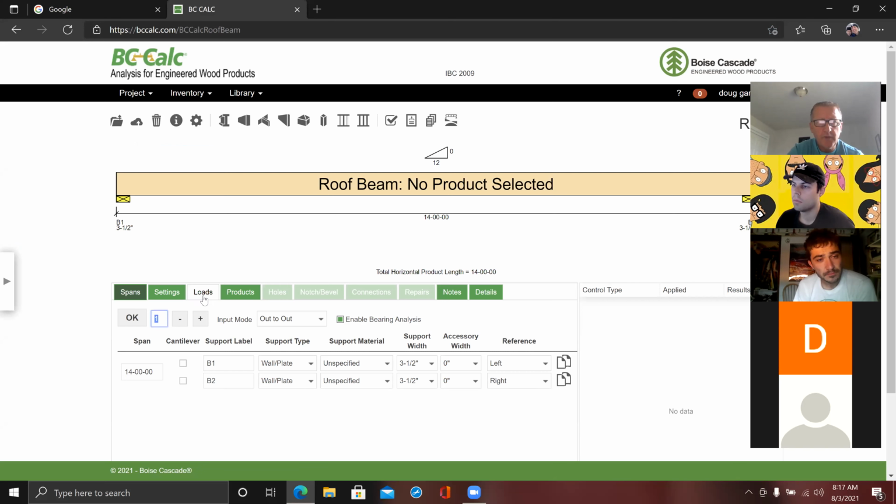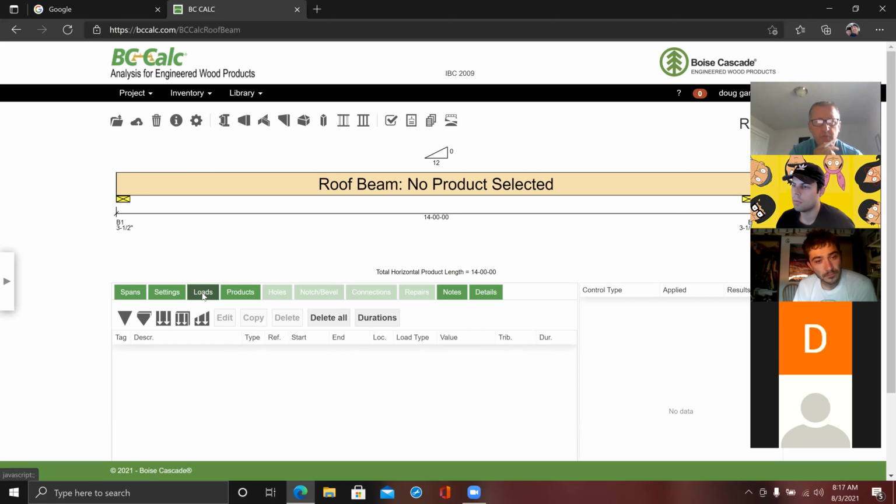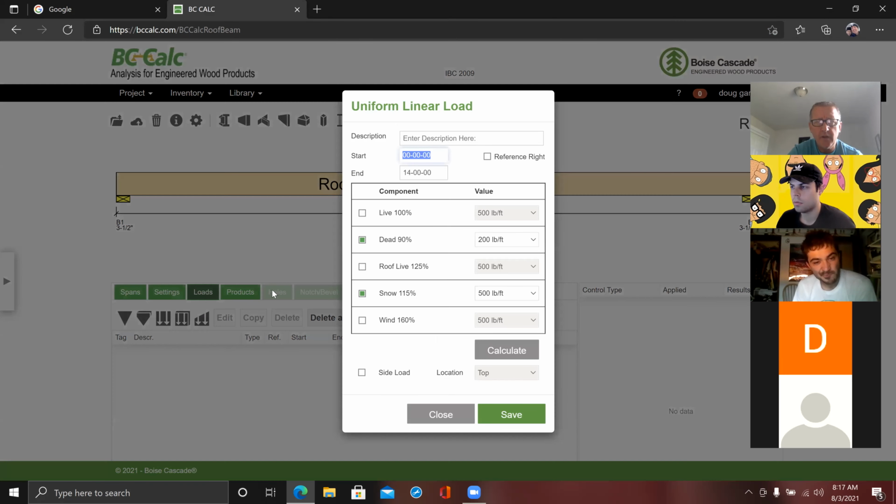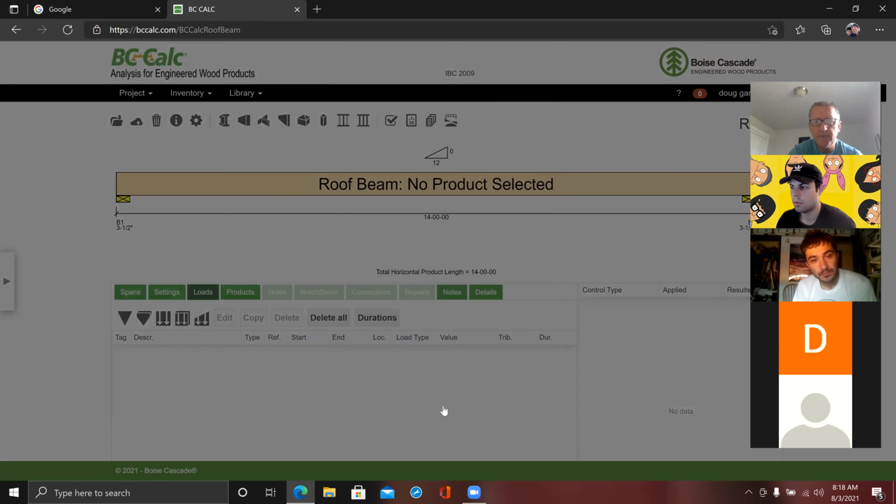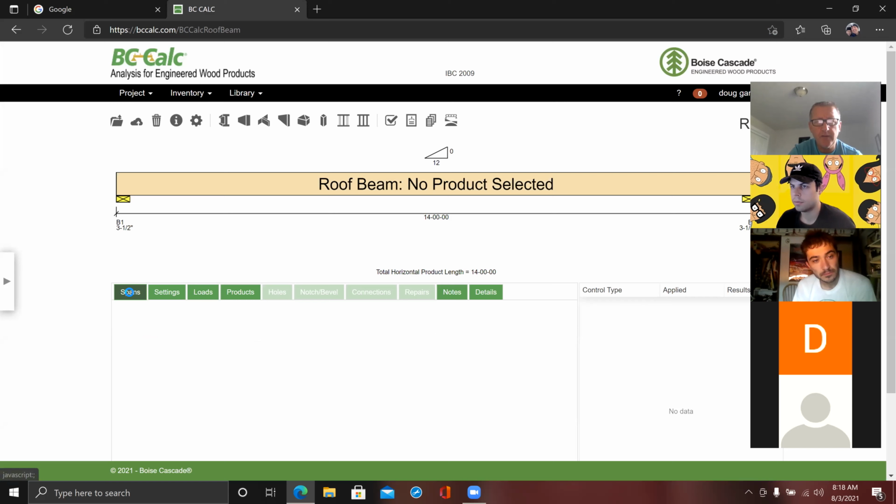So let's see what it has for loads. What I don't know is if it's going to come with a load on it. Oh, good, it didn't. This one says uniform linear load. This one says uniform area load. That's like a trapezoidal load. This is a concentrated linear load. That's a point load. I think it's this one that I want, a uniform linear load. So notice this beam is 14 feet long. So I actually need to go back and choose the right length first.